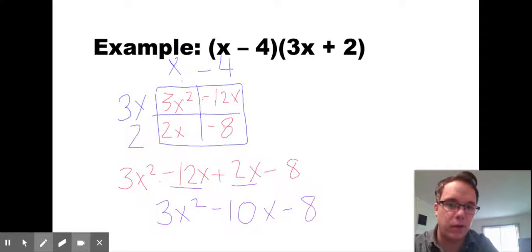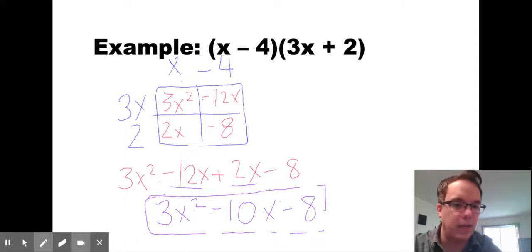So we have a polynomial, 3x squared minus 10x minus 8. The powers go in order. So we have 2, 1, and no power for the constant. And we have no like terms. So this is as simplified as our answer can get. So our solution is 3x squared minus 10x minus 8.